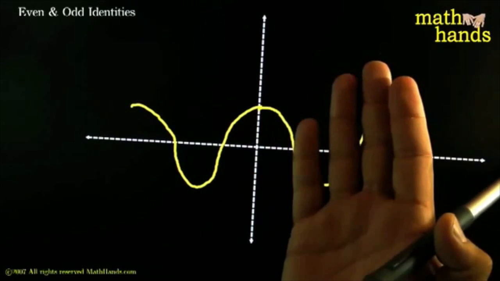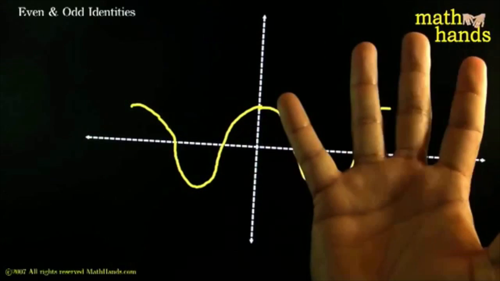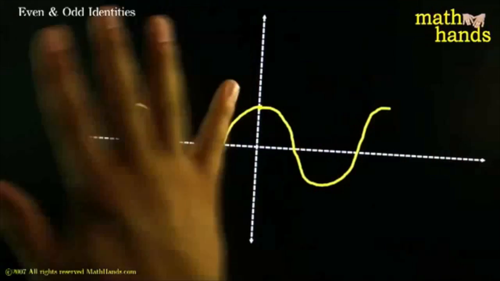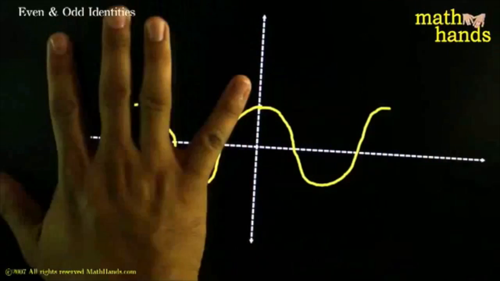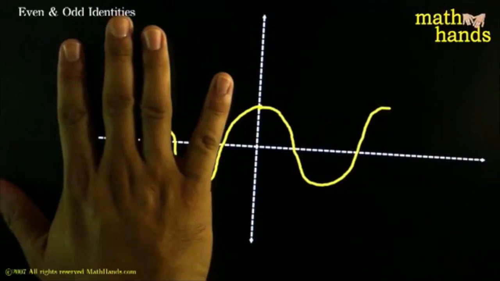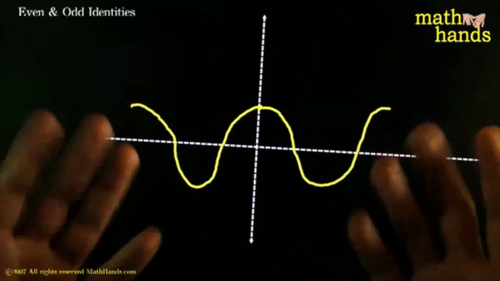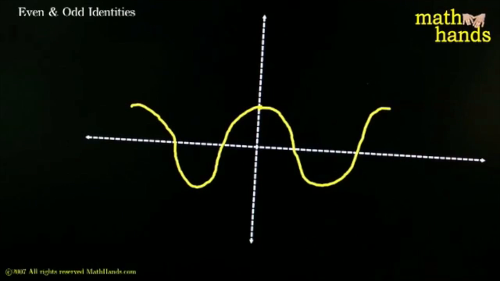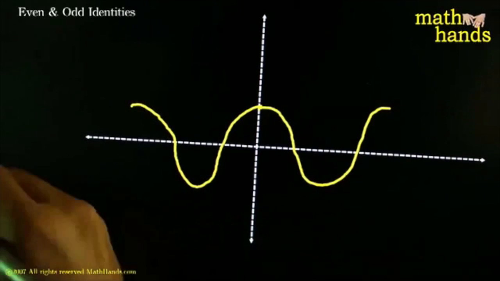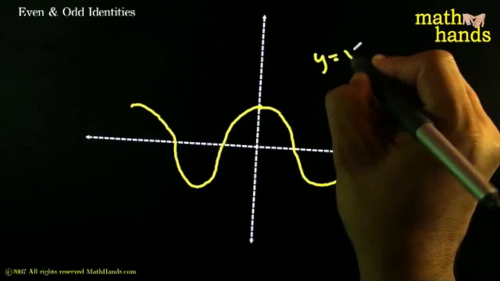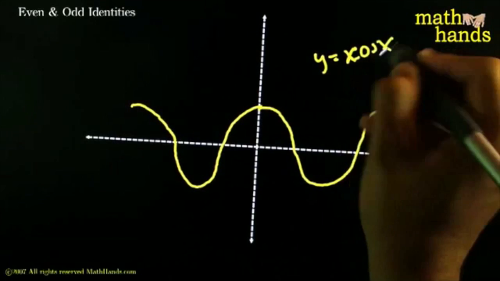Every time you've got an even function, the part of the graph with positive x's will be exactly the same as what you get when you flip it over on the negative side, and taking this one and flipping it over will leave the graph seemingly unchanged. Okay, so, think about that. This one was y equals cosine x.